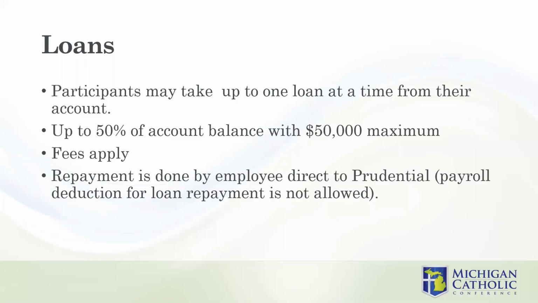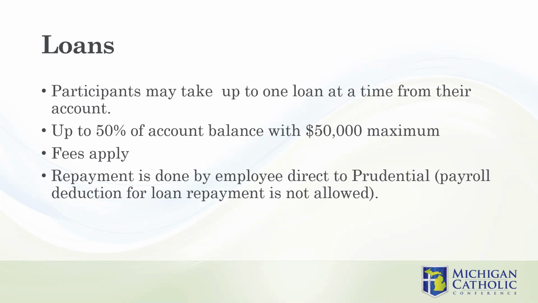So once the money's in there, an employee has been investing and they find out they really need to take a loan. They want to take a loan out for something. They're buying a new house or they have an unforeseen expense. They can take a loan. The normal loan amount is up to 50% of their account balance with a maximum of $50,000.